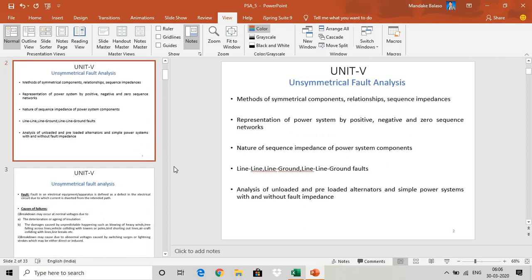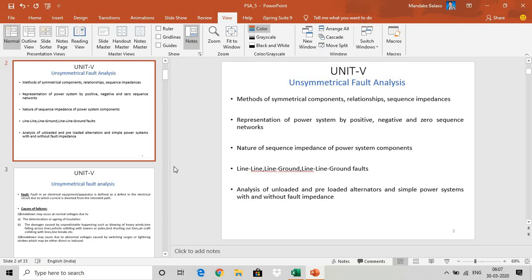If we go through the contents of the fifth unit, that is unsymmetrical fault analysis, the contents are: method of symmetrical components, relationship, sequence impedances, then representation of the power system by positive, negative and zero sequence networks, nature of sequence impedance of power system components, then line to line, line to ground, double line to ground faults, and analysis of unloaded and preloaded alternators and simple power system with and without fault impedance.